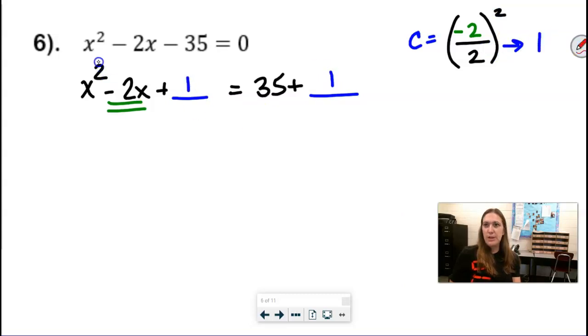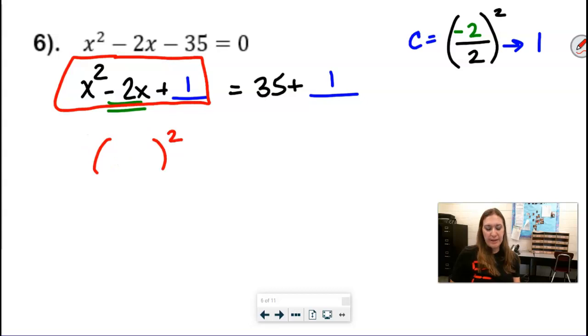All right, here goes. This trinomial is now factorable into that really cool format. It's going to factor into x minus 1 quantity squared. I got the negative 1 from taking this and cutting it in half. Could also just factor it, I suppose. And then 35 plus 1 will be a 36. Ooh, this is interesting. All right, so my next step, I'm going to square root both sides.